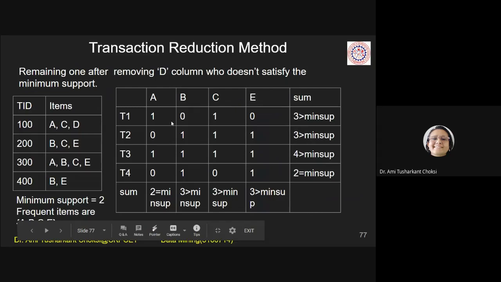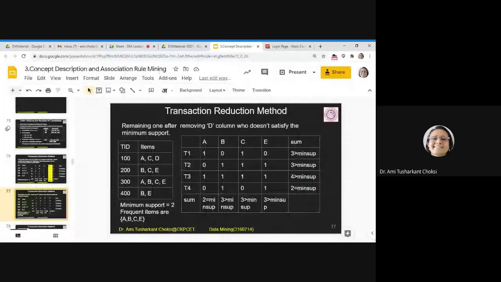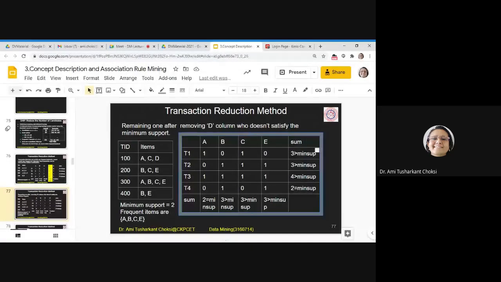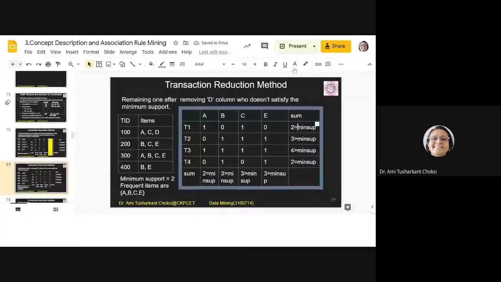Okay, fine. Do the total horizontally, that is row wise. 1 plus 1, that is 2, right? 1 plus 1, that is 2. Fine. Is it greater than or equal to minimum support or not? This is 2, right? It is equal to minimum support. Fine. Let's see further.